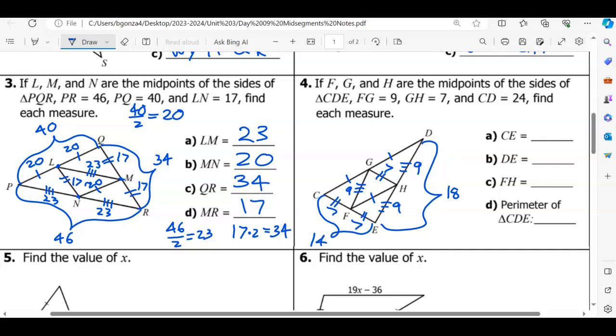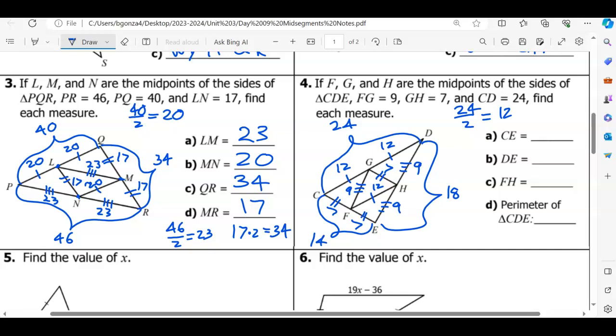Last part, CD is 24. Now this is the whole thing. So if the whole way across is 24, how do I find those halves? 24 divided by 2 is 12. So this half is 12, this half is 12, and then what's this missing mid-segment? 12. Remember, the halves match the mid-segment, okay?